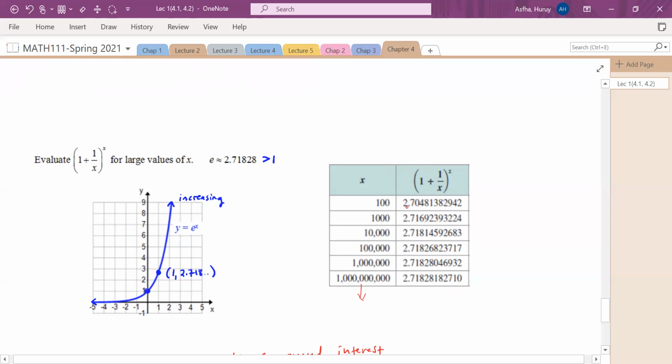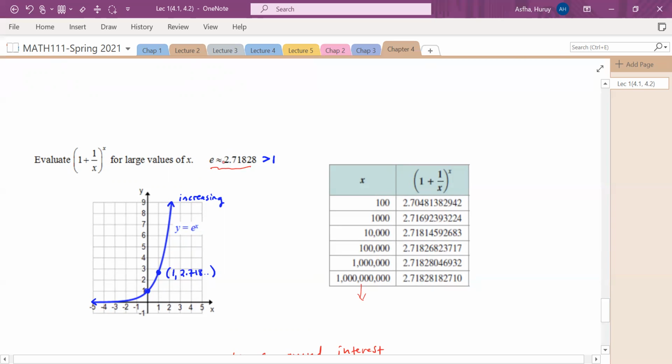As you can see here, it starts at 2.7048 something, then 2.71, and then it gets kind of steady. So 2.718, then 2.7182. Okay, so somewhere around this number, this is what we call the number e, not letter, the number e.